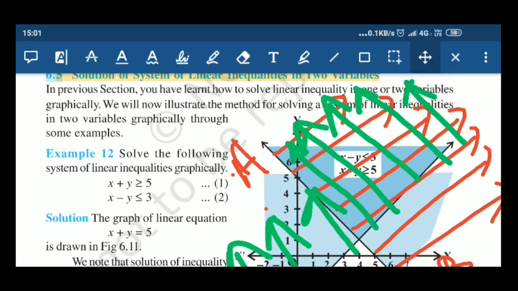and the second inequality represents the shaded region above the line x minus 3 equals 3, including the points on the line. So clearly the double shaded region common to the above two shaded regions is the required solution region of the given system of inequalities.